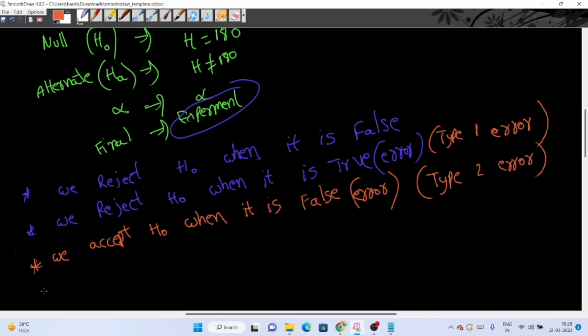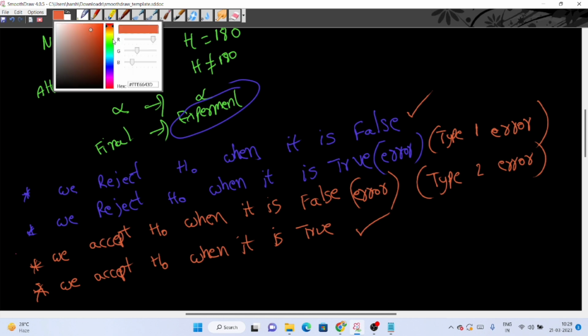But we also have another scenario, where we accept the null hypothesis when it is true. Here there is no error, and this is the correct case. And in the first case, we reject the null hypothesis when it is false. This is also a correct case.